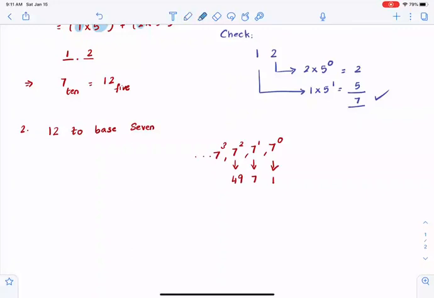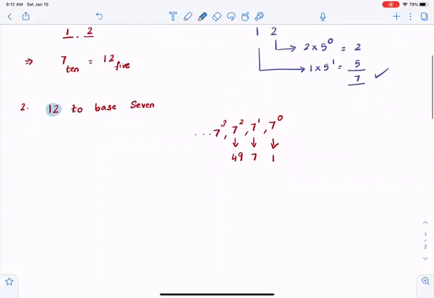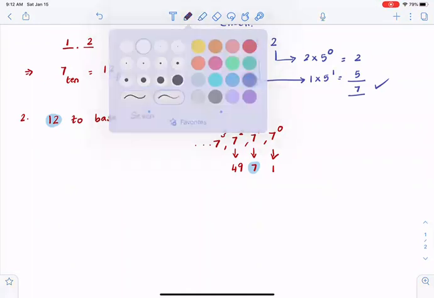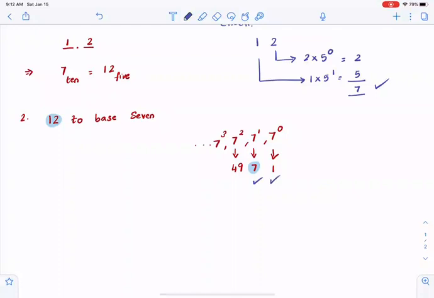So the number 12 is bigger than 7, but you can't go to the next number because it's 49 and it gets bigger than 12. So this conversion can only have 2 digits, and the digits would be the second place and the first place. So we will have a 2-digit number in base 7.